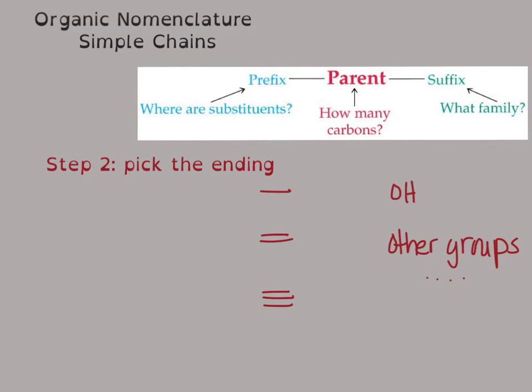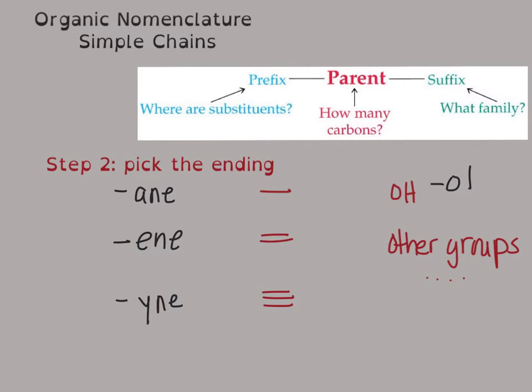The next step is to pick the ending that matches the groupings that are on there. If you have all single bonds, you're going to have an ANE ending. If you have a double bond, you're going to have an ENE ending. And if you have a triple bond, you're going to have a YNE ending. If you have an OH group, that's usually OL, like methanol. And there can be multiple other groups, which I'll show you later on in the screencast.